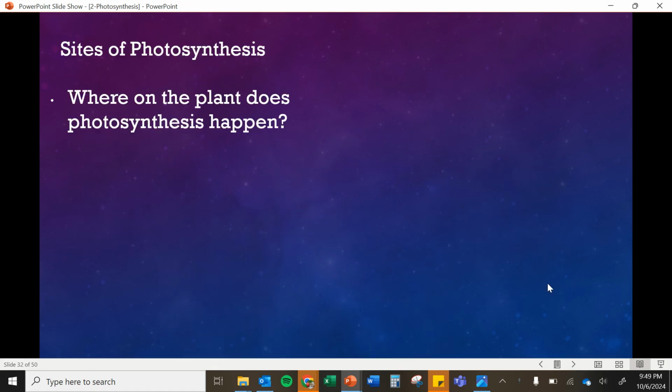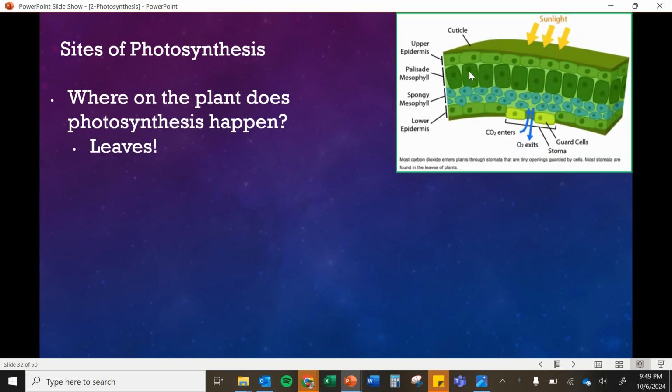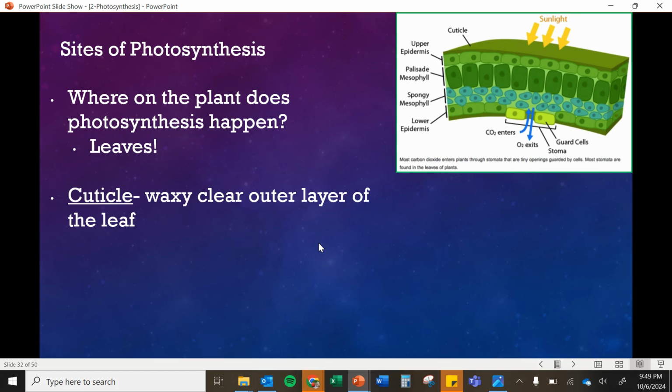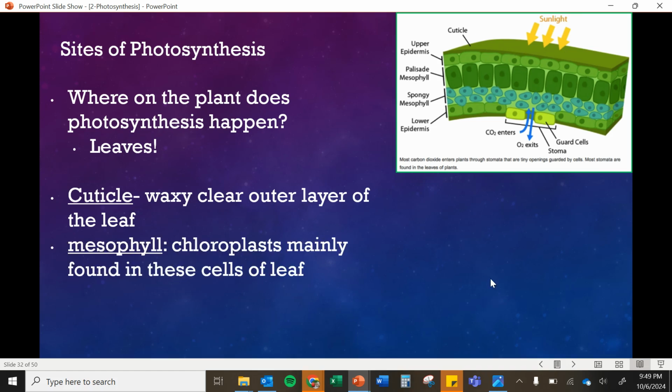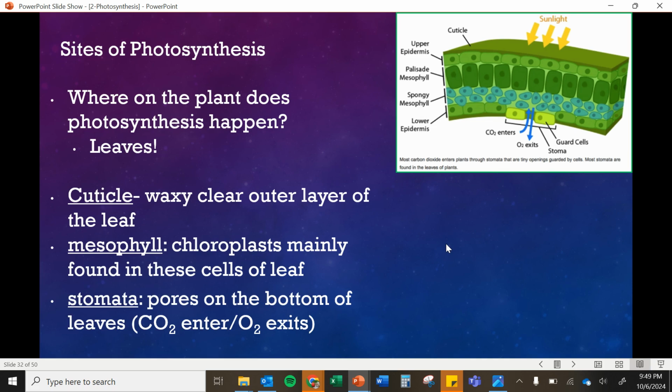So where does photosynthesis occur? On the plant, it's happening in the leaves. A little overview of what a leaf looks like and the cells involved. We have different layers of cells on leaves. We have the cuticle, which is that waxy outer layer of the leaf. The mesophyll, which is where chloroplasts are mainly going to be found, is the middle of the leaf. And then we have stomata, which are pores on the bottom of our leaves, and they allow for carbon dioxide to enter and oxygen gas to exit.